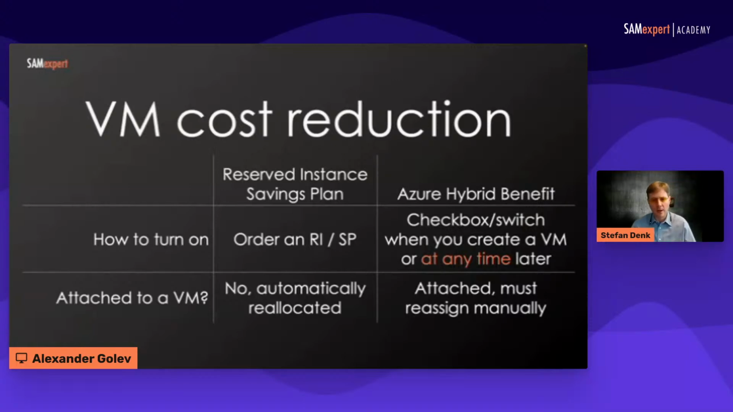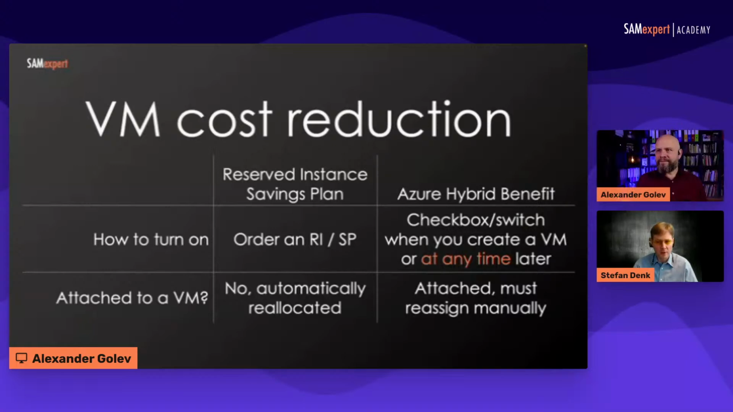If you are on a CSP subscription, you usually have to trigger the order through your CSP, but you can also request them to allow you to manage this yourself. Very often, they will want to manage this on your behalf. The Azure Hybrid Benefit is a checkbox switch or a parameter in your favorite infrastructure as code solution, which you can switch on anytime you create a VM or also anytime later.